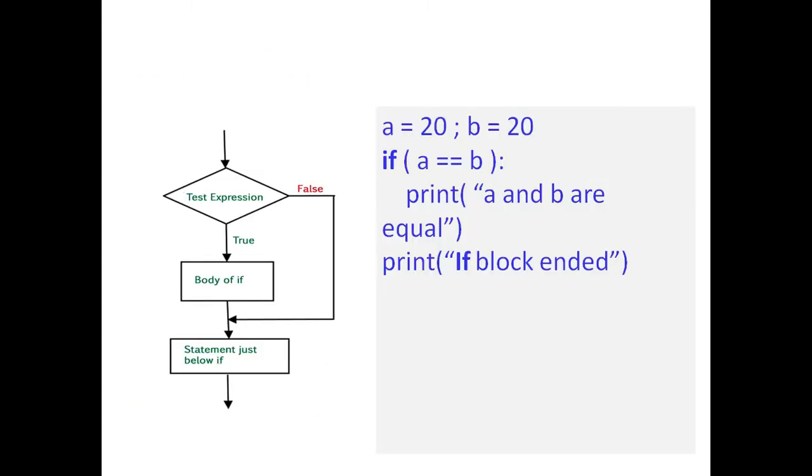The flowchart for the if statement is: first it checks the condition. If the condition is true, then the body of if is executed, and if it is false, the statement just below if is executed. For example, if a equal to 20 and b equal to 20 are assigned, and we compare a and b, if a equal to b, it will print a and b are equal, and if this condition is false, it will print if block is ended.